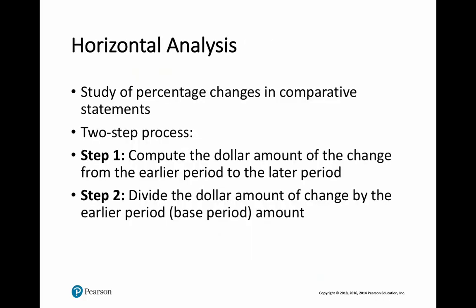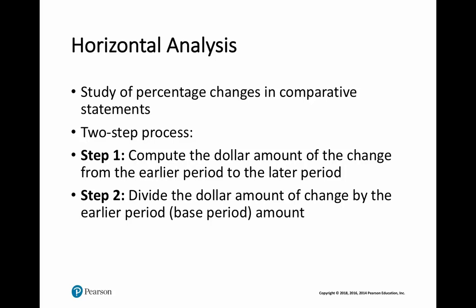Now that we have that information, we can do a horizontal analysis. We really need two years at the minimum to do a horizontal analysis, because we need to compare them. If you think about the word horizontal, it's going left to right, across a straight line. So we study percentage changes in comparative statements. It's a two-step process. Step one, we compute the dollar change amount from the earlier period to the later period.